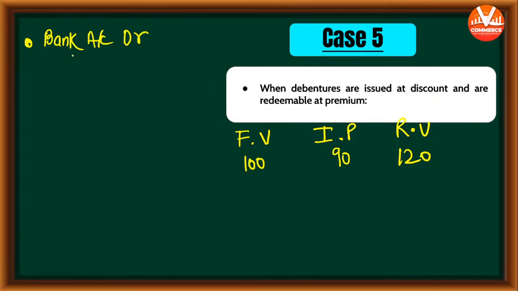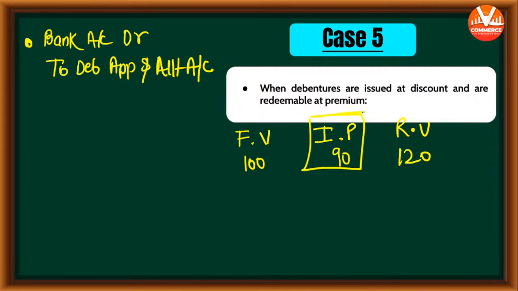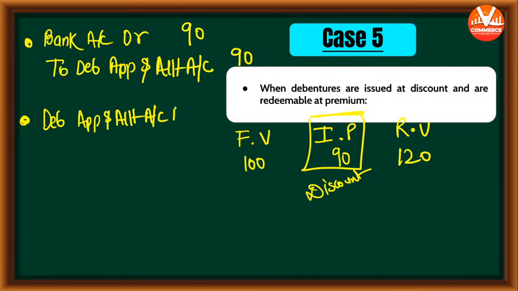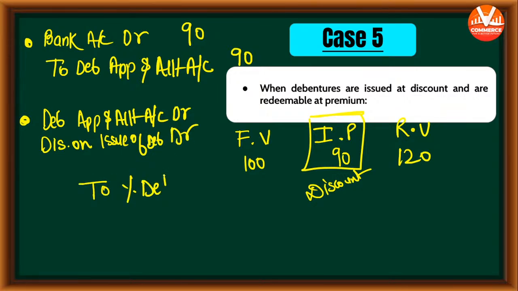Bank account debit to debenture application and allotment account. How much money will you receive? The issue price is 90, so we will receive 90 rupees on application. Now, first of all, we will pass the normal entry. What is the entry when debentures are issued at discount? The entry is debenture application and allotment account debit, discount on issue of debenture debit, to percentage debentures account.